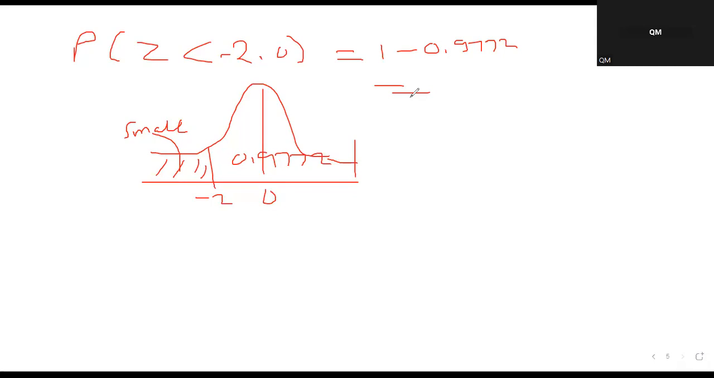One minus 0.9772. Again to get what? 0.0228. Correct.